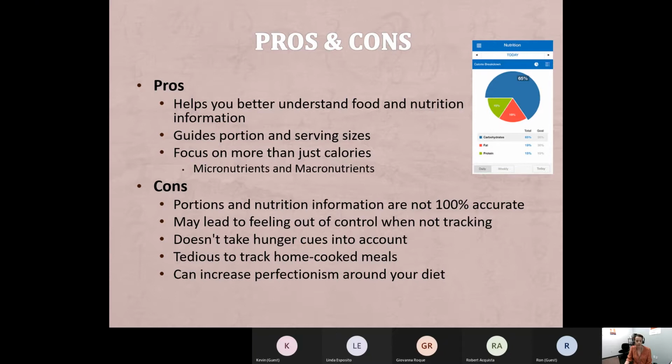And then it can increase perfectionism around your diet. So a lot of us are very black and white, all or nothing. So if you're trying to hit your macros perfectly and you're trying to track and it's not going well or it's not going perfect, you get frustrated. Just try your best and know that it's never going to be 100%. It's just about putting in what you think is the best for you and trying to follow a balanced diet, meaning variety.